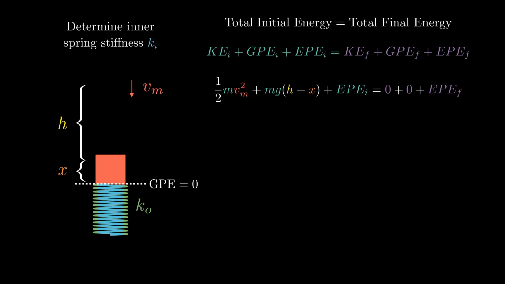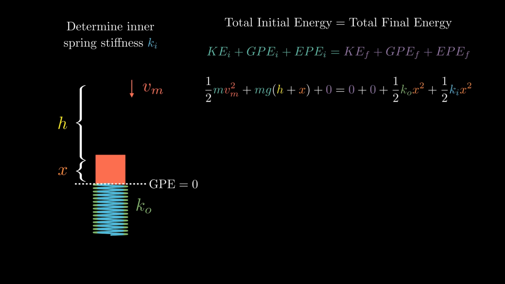Since the springs are not compressed in the initial state, the elastic potential energy would be zero, and in the final state, the compression x results in the elastic potential energy of half ko x squared for the outer spring and half ki x squared for the inner spring.